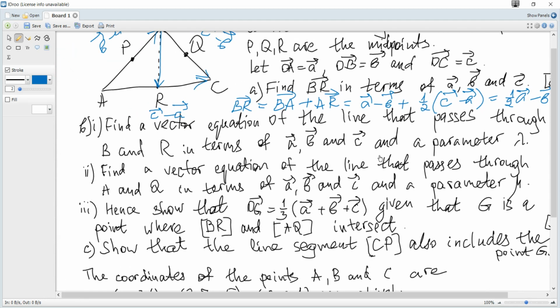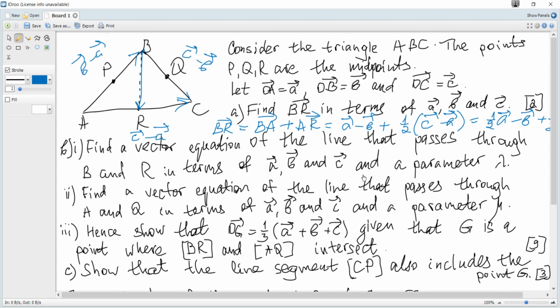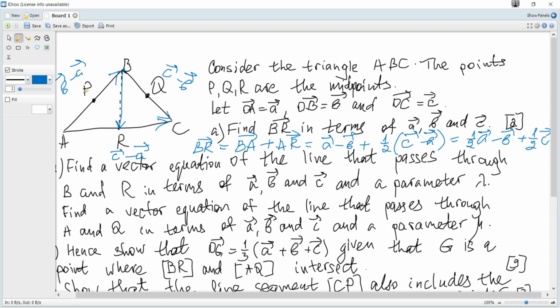The next, find the vector equation of the line that passes through B and R in terms of a, b, and c, and the parameter lambda. So we need the line through BR, and we know that to write a vector equation of a line, we need the position vector of any point on the given line. We can use, for example, point B, its position vector is just vector b, plus a direction vector. What is a direction vector? It's any vector which is parallel to the given line, and we can consider BR.